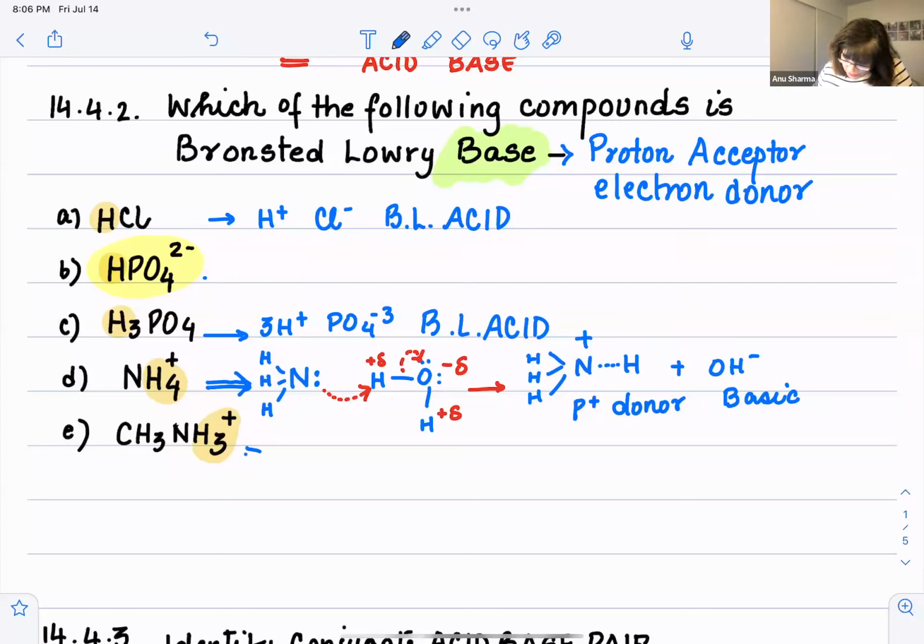The same story is going to be with CH3NH3 plus, same story. So here is the CH3 hydrogens, and here you have nitrogen. In the beginning, one hydrogen here, another hydrogen here, and then you have these two lone pairs. And then you have water, H, oxygen, and hydrogen.